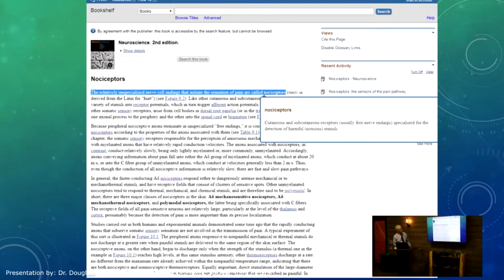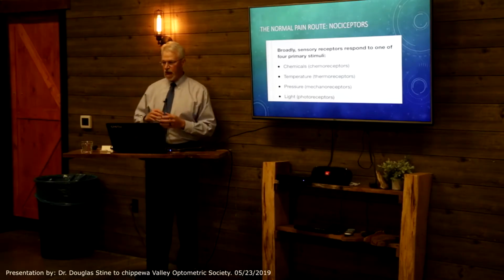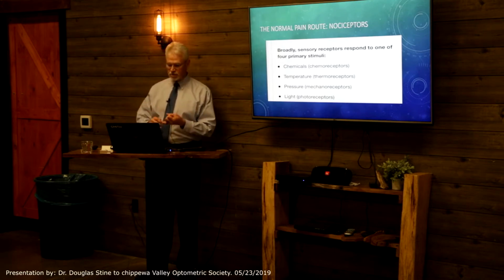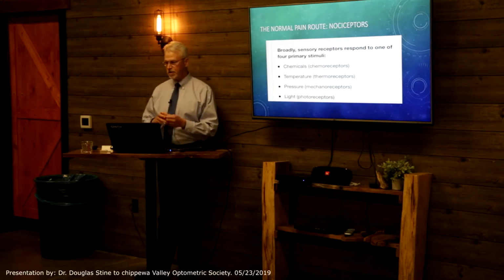So what's a nociceptor? Nociceptors are relatively unspecialized nerve cell endings that initiate the sensation of pain. Nociceptors are cutaneous and subcutaneous receptors specialized for the detection of harmful stimuli. That's what normal pain is: created by nociceptors. There's 4 ways we take information in our entire bodies. They're chemical, temperature, pressure, and light. And I know this is an eye group, but we're going to skip light altogether.